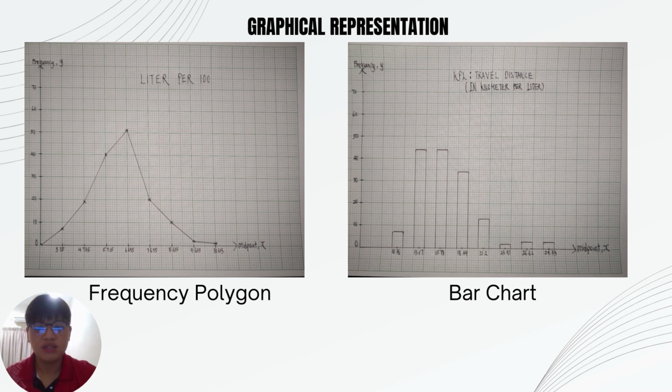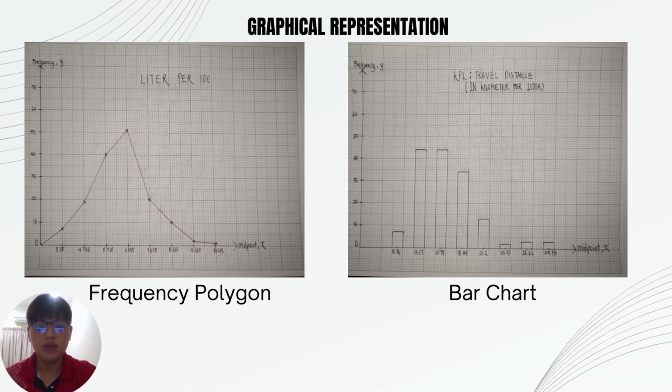Now I will explain the first graph, that is frequency polygons for the variable liter per 100. In this graph, it shows that the frequency polygon starts with the midpoint 3.75 with a frequency of 7, and ends with the midpoint 10.615 with a frequency of 1 for the liter per 100 variable.